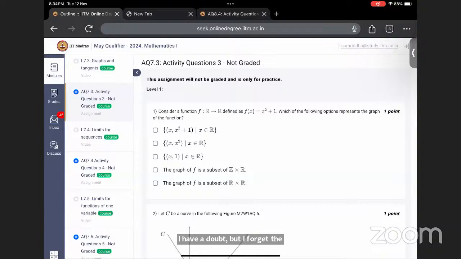Hello? Am I audible? Yeah, ma'am. Okay, ma'am, please scroll down. 7.3, the last one, ninth. I think there's a gamma function or something. I don't get it. Okay, just wait. I just got disconnected. Let me rejoin. Can you share 7.3, question number 9?